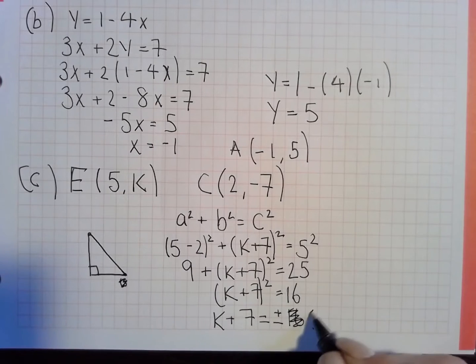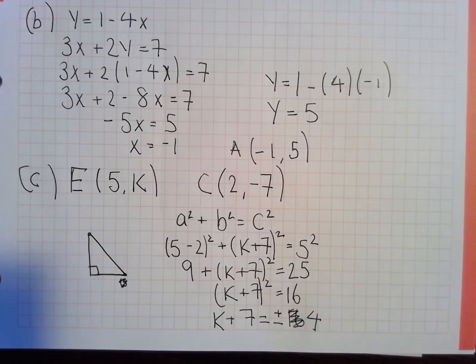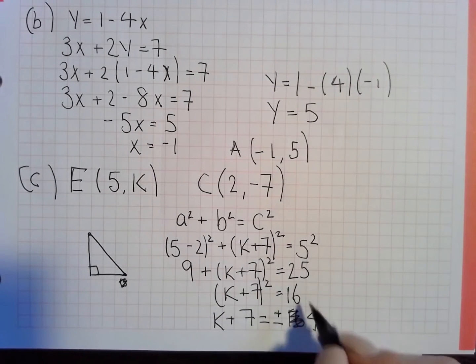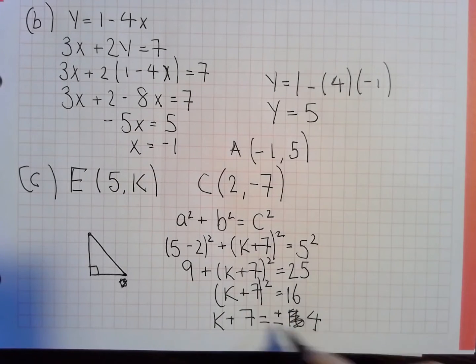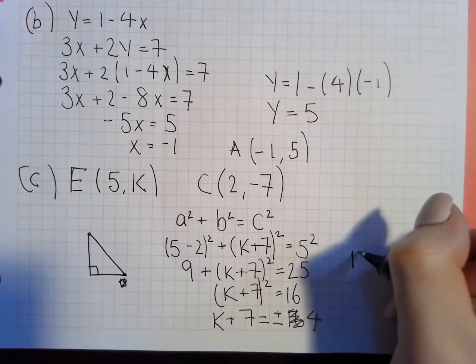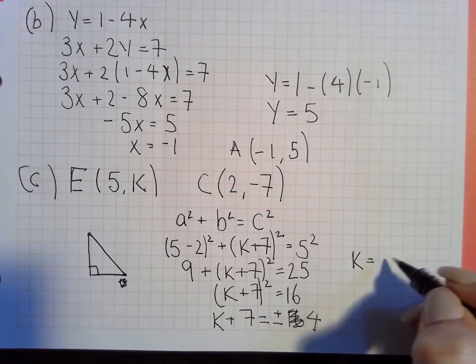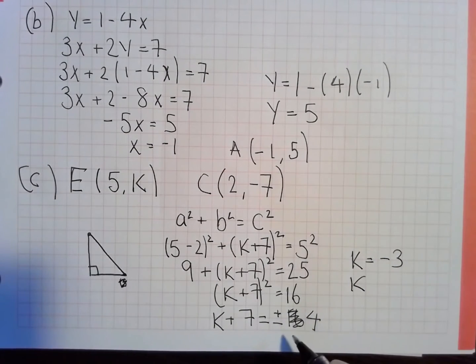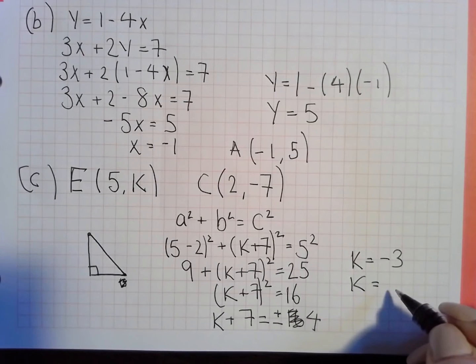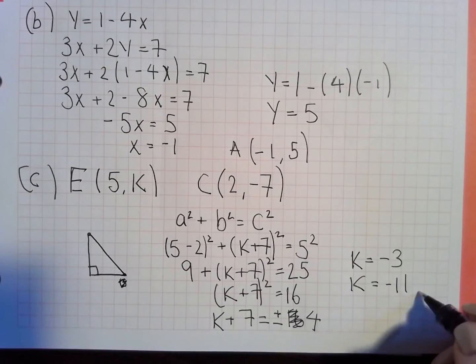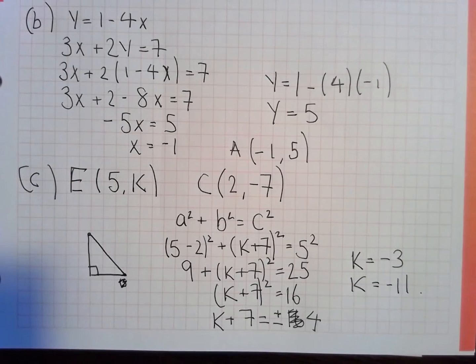Plus or minus 4, sorry, I just paused because I was confused, but you take the square root. So plus or minus 4, because plus 4 squared and minus 4 squared equal the same thing, which is 16. So that's why it can be either. So K either equals, if you take this to be plus 4, then K will equal minus 3. And if you take this to be minus 4, then K will equal minus 11. Okay, that was a really hard question as well, but I hope that was helpful.